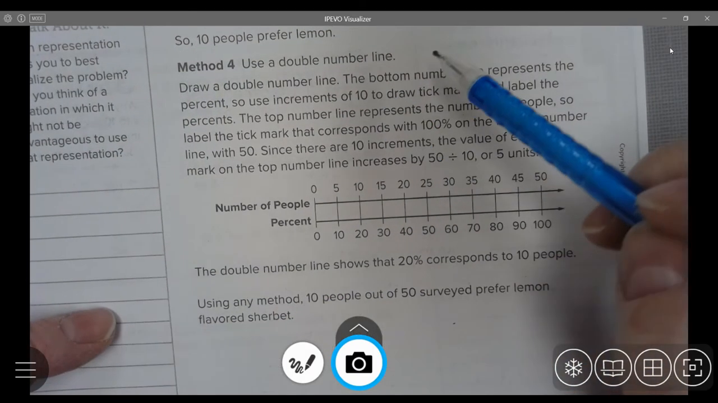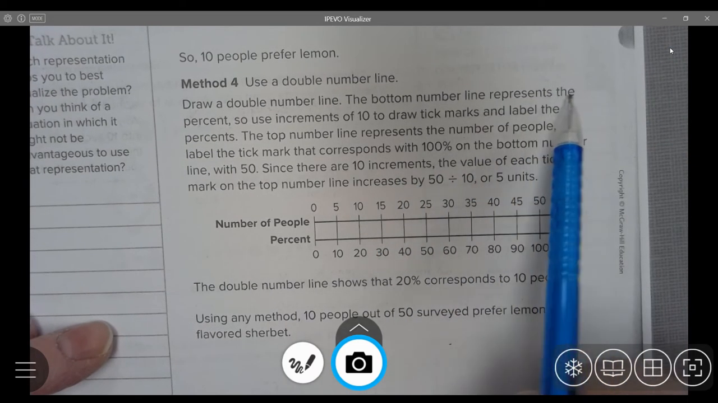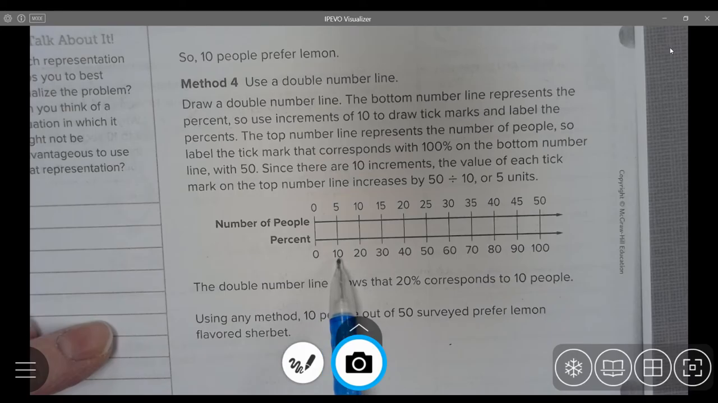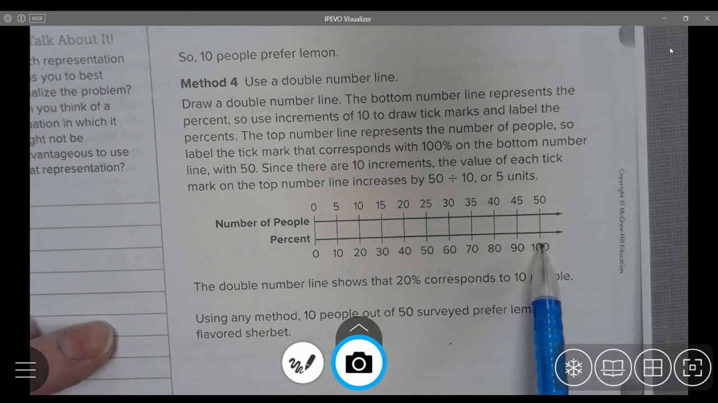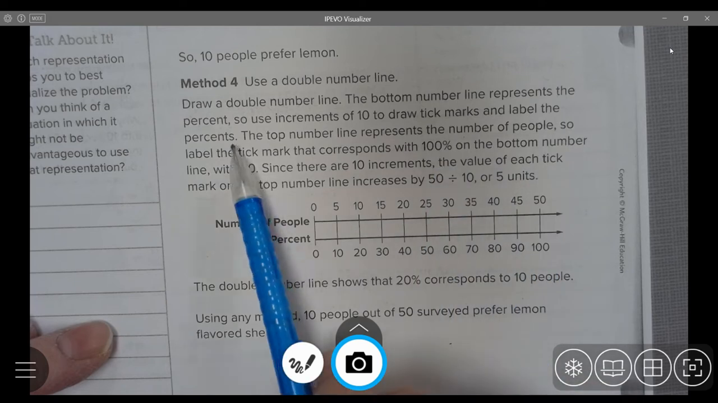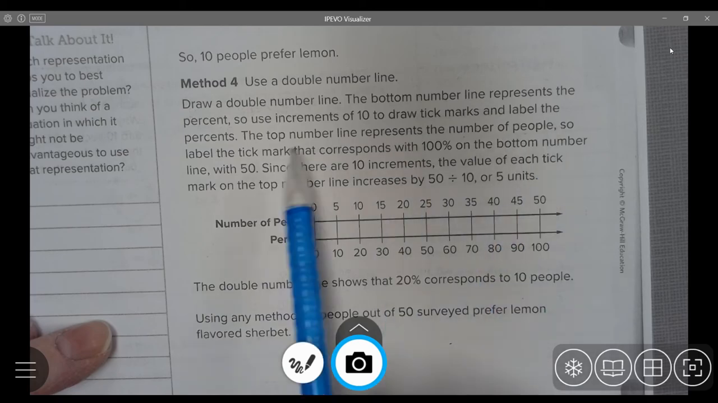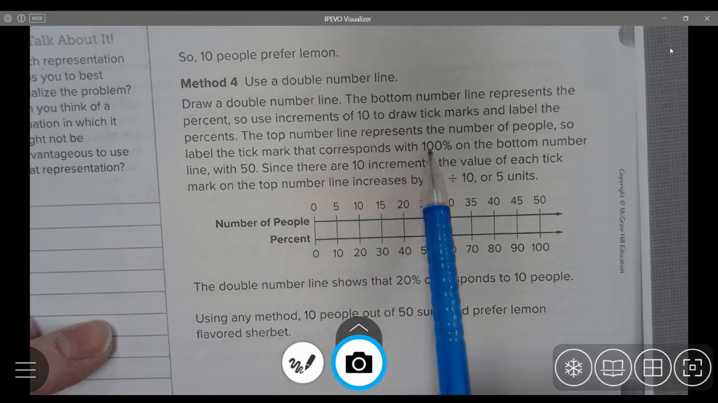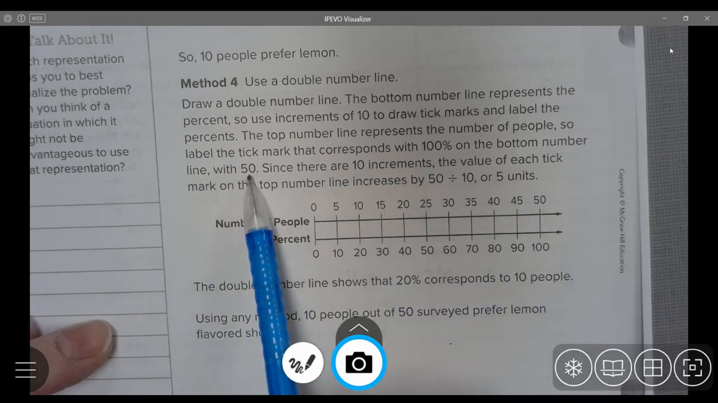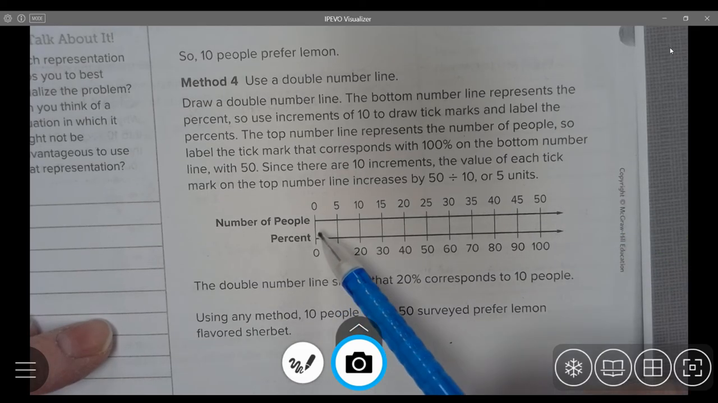Method 4 is using a double number line. So you would draw the double number line. The bottom number line represents the percent: 0, 10, 20, 30, all the way to 100. You would use increments of 10 to draw tick marks and label the percents. The top number line represents the number of people. Label the tick mark that corresponds to the 100% on the bottom line with 50. So we know 100% of the people surveyed would be 50 total people. 0% of the people surveyed would be 0.